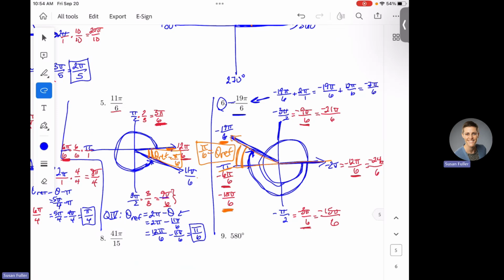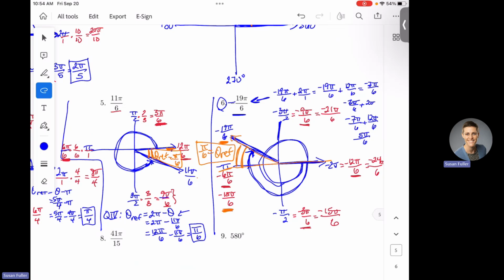That's still negative. I need it to be positive. So now what do we do? Yep, we add 2 pi again. So we're going to take negative 7 pi over 6 and add 2 pi. And so we're going to do negative 7 pi over 6, and we're going to add 12 pi over 6. And negative 7 pi plus 12 pi gives me 5 pi over 6.